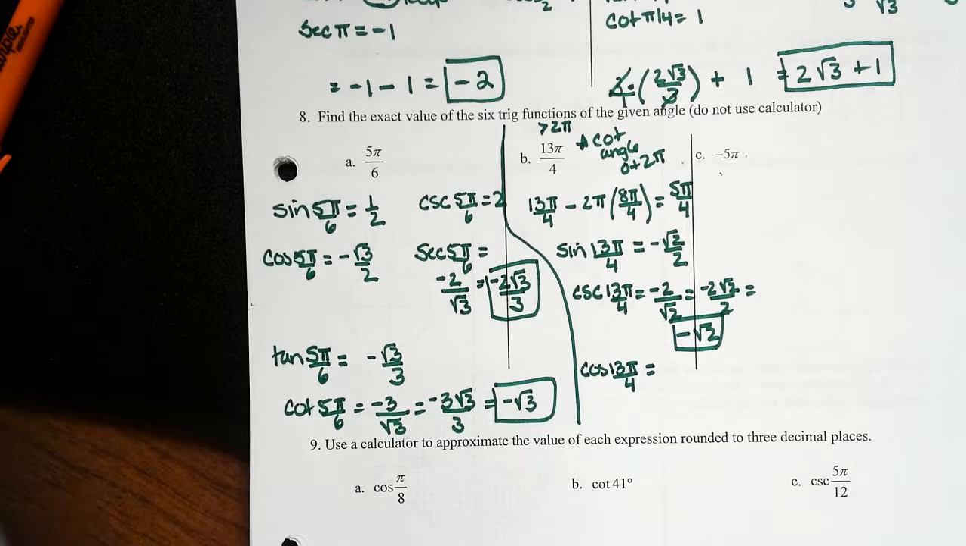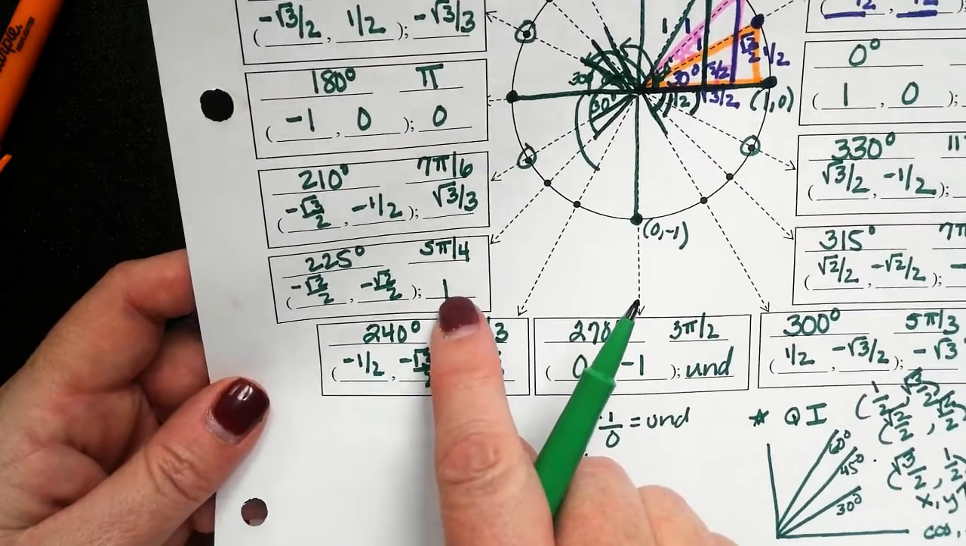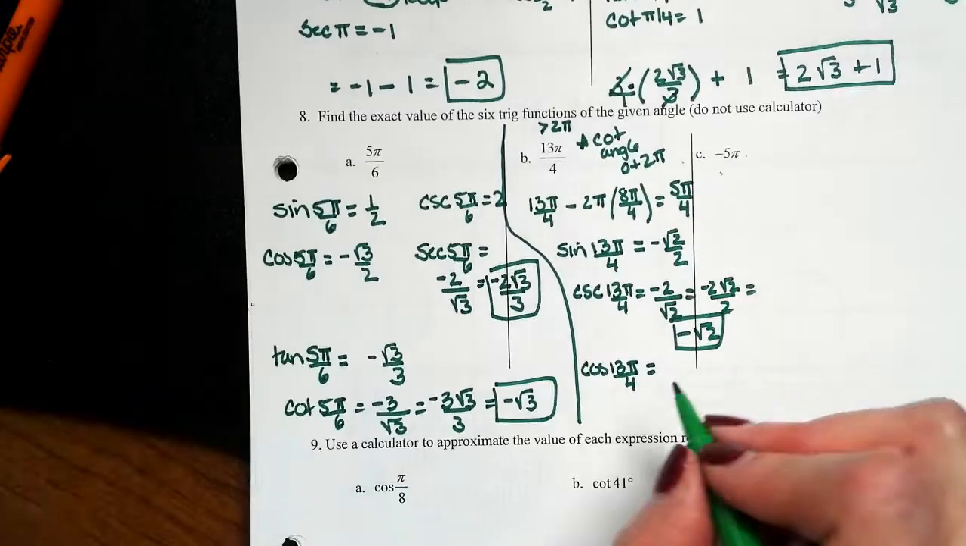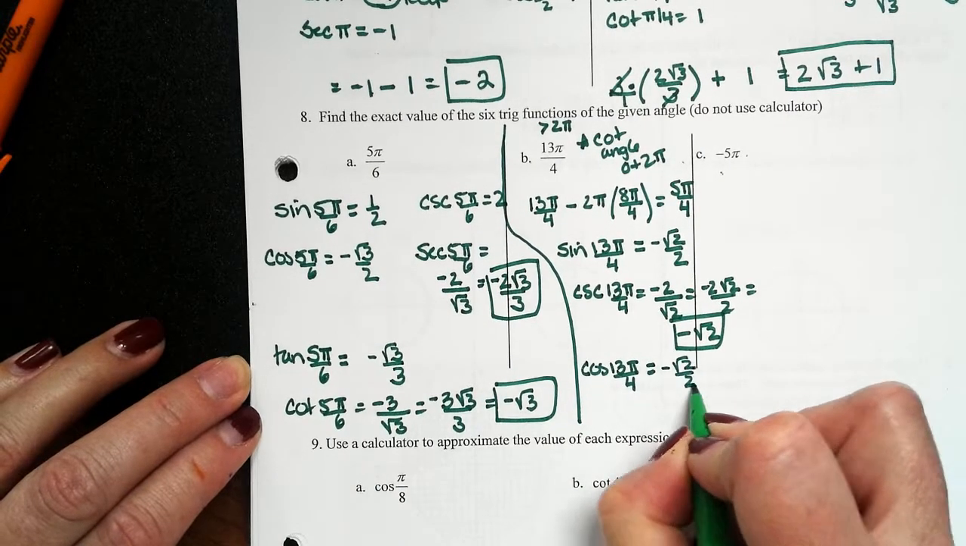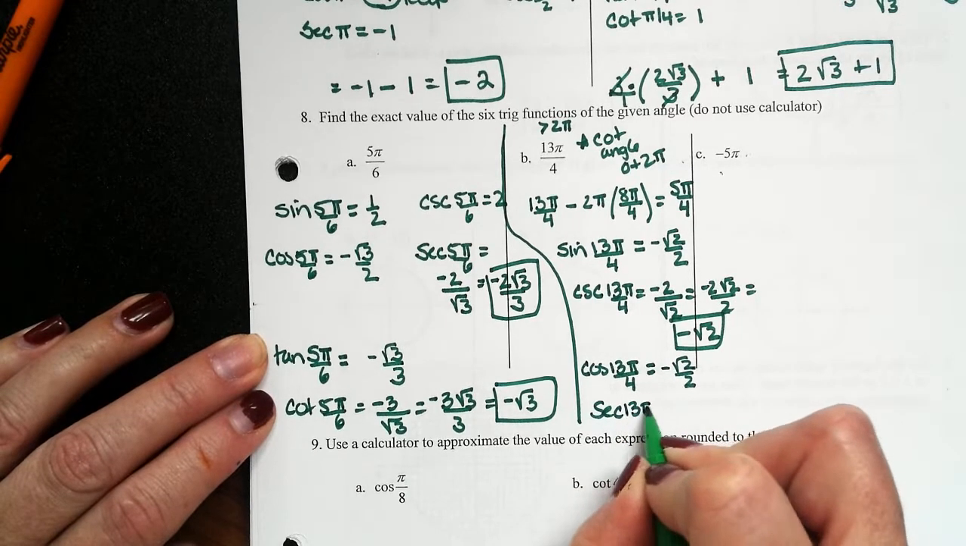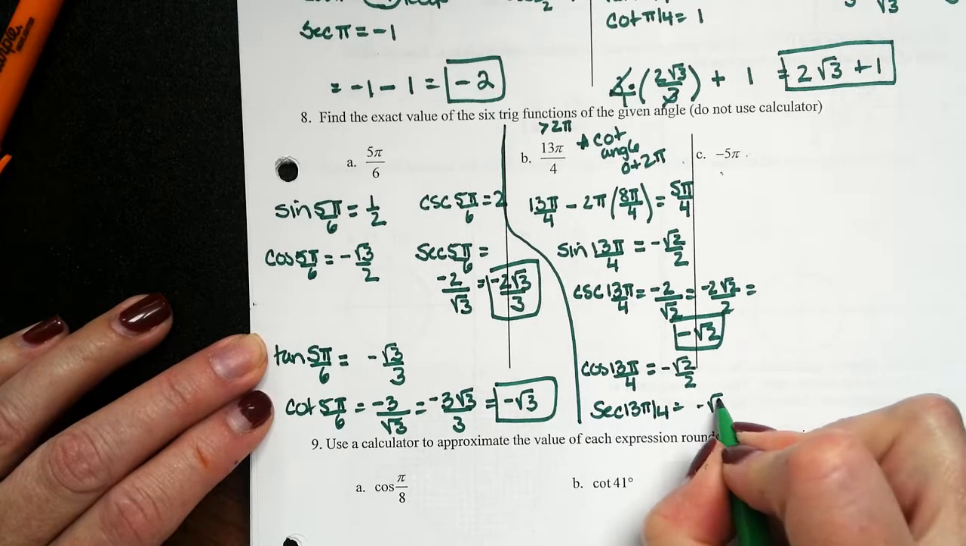The cosine of 13 pi over 4, again, I'm going to go to 5 pi over 4, which is its coterminal angle. Remember, cosine is your x-coordinate, which is negative square root 2 over 2. The secant is going to be the same as the cosecant, which is negative square root 2.